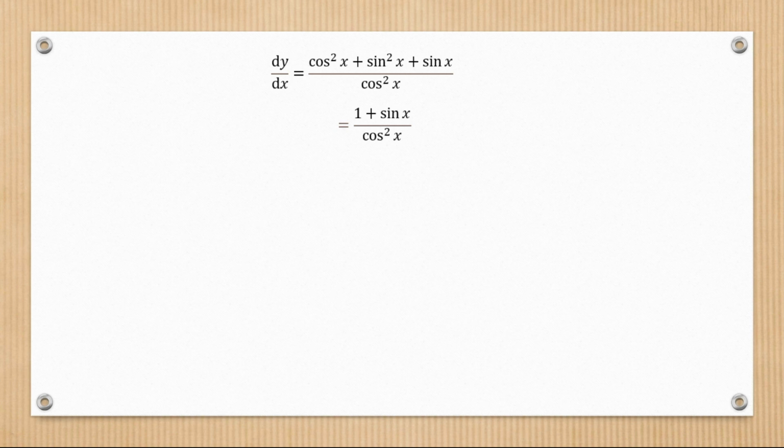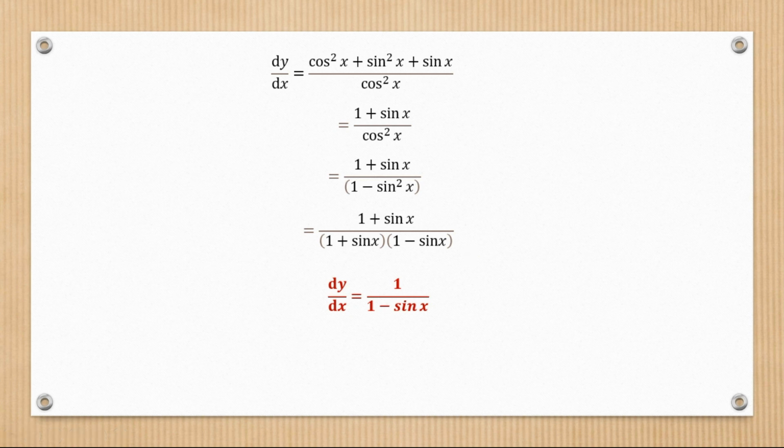Now we need to make it look like the proof we've been given. Remember that in our final proof there is a 1 minus sine x somewhere. So we're going to change the cos squared x into a sine expression. Now we have 1 plus sine x over 1 minus sine squared x. But you remember that from the difference of two squares, this can be converted into brackets. So they are similar, and as you can see, this and this will cancel, and we are left with dy dx being equal to 1 minus sine x. And that is what they wanted in the proof.